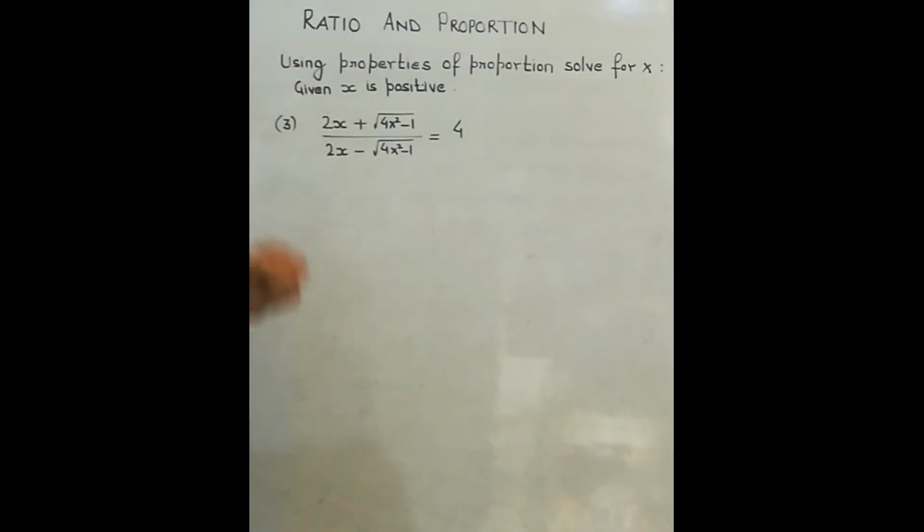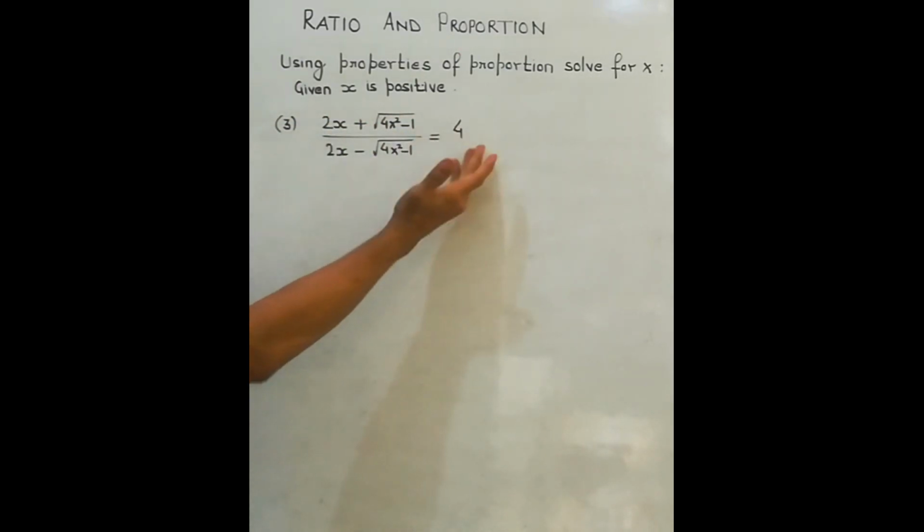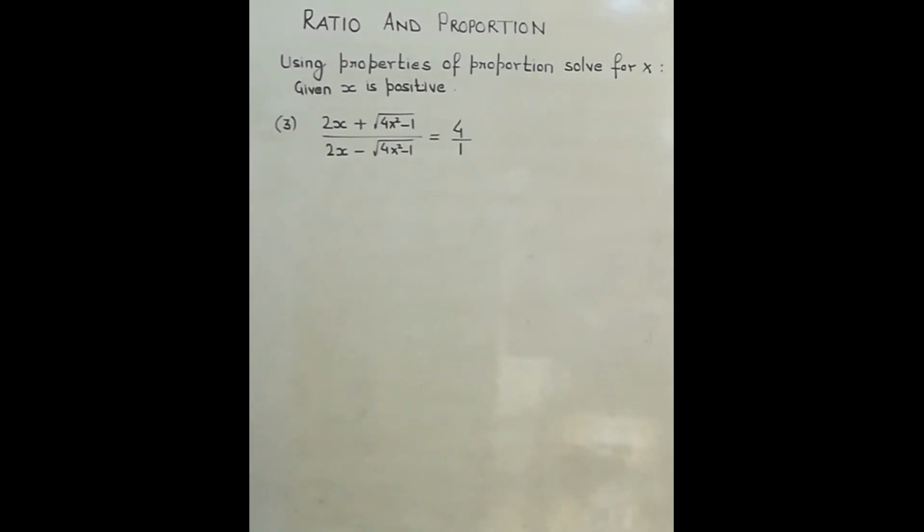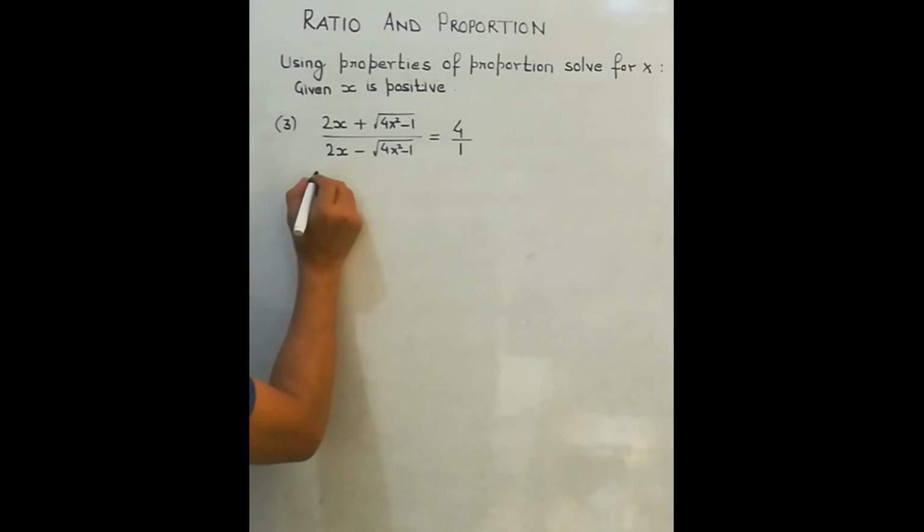Number 3, again we have to use the properties of proportion to solve for x, and here x is given positive. So that means if x gets two values, one positive and the other negative, you will neglect the negative value for your answer. So here I will try to reduce this proportion. Now first of all, you can see on the right side it's 4, so I can write it as 4 upon 1. Now I will try to reduce this proportion, and that I will try to do using the property componendo and dividendo.